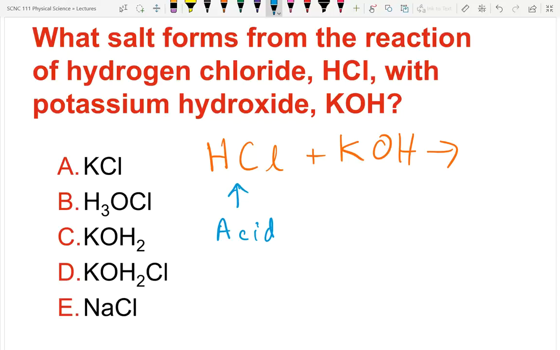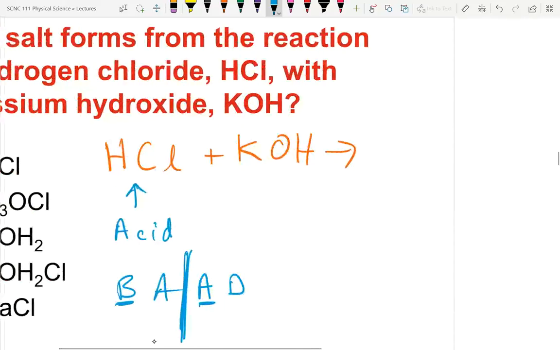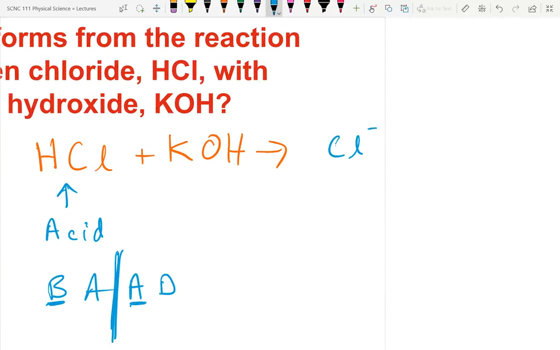So that's base. That's acid. Is it going to be donating a proton or accepting a proton? Donates. So that means it's an acid. It's donating a proton. And so what I'm going to get from this reaction, if it donates a proton, I'm going to have the Cl by itself.